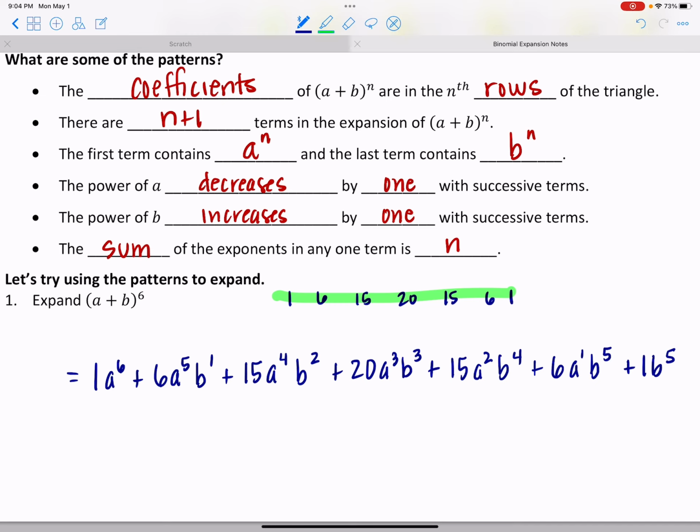and then remember the pattern of the exponents where the first exponent decreases and the second one increases. So we start with our power and then decrease down to 0, or we start with the second one to the power of 0 and then increase up to the power that we're looking for here. And there it is. Okay, we've expanded.